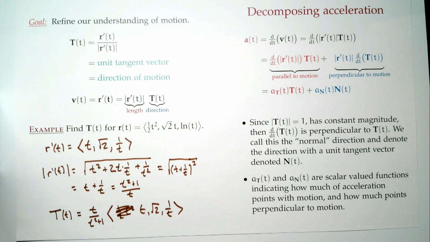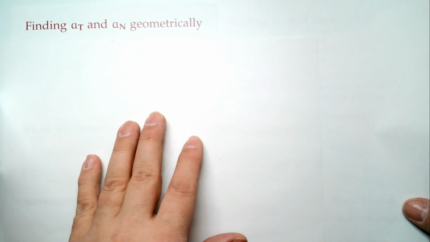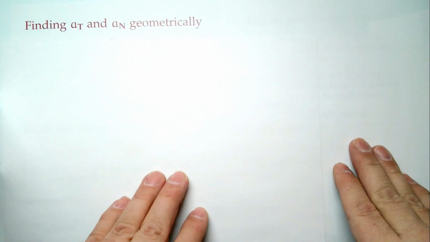Good. We are going to find a sub t and a sub n in two different ways, which is great. That's 200% more than what we need, but that's okay. It's good to know both. So let's talk about the geometry, and this is really going to help us get some intuition about what's going on with the picture. So let's draw the picture.